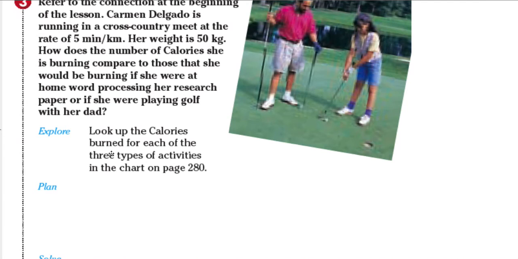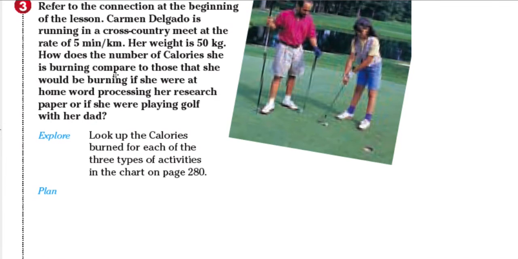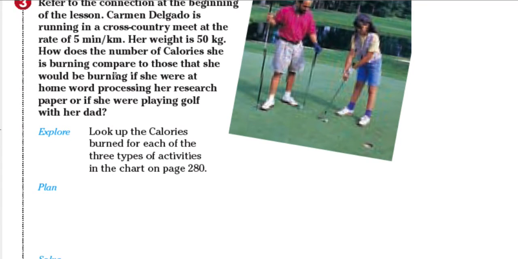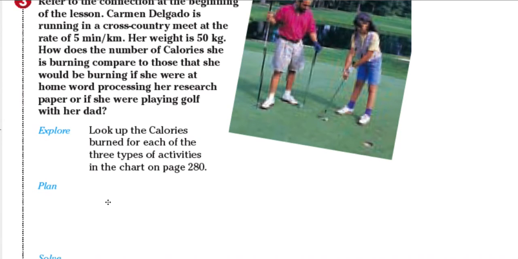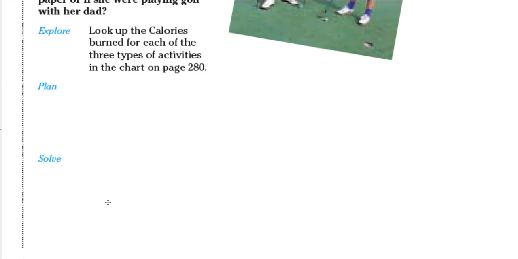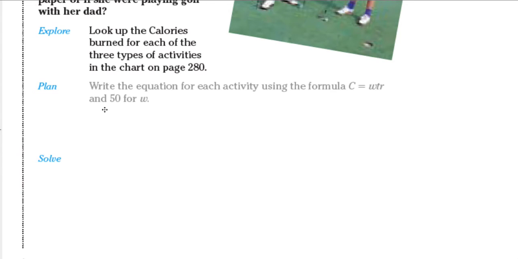So look at the calories burned for each of the three types of activities: playing golf, word processing, and what's the other one? Cross country, running cross country. This is on the chart on page 280, so I would not flip my slide here, but you can flip your book back to page 280 and look at the number of calories per minute per kilogram burned for each of those activities. Then write an equation for each activity using the formula C equals WTR. Again, W is your weight, T is your time, and R is calories burned per minute per kilogram. And use 50 for W because that is her weight.